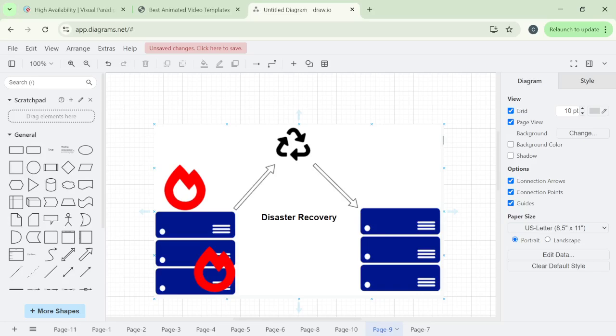But DR isn't just a technical checklist, it's a human one too. Your teams need to know their roles, communication channels must be clear, and everything should be trained and ready to act fast. A well-practiced DR plan means the difference between a minor hiccup and a major catastrophe. Think of disaster recovery like a seatbelt. You might not need it every day, but in a critical moment, it can save your data, your systems, and your business.